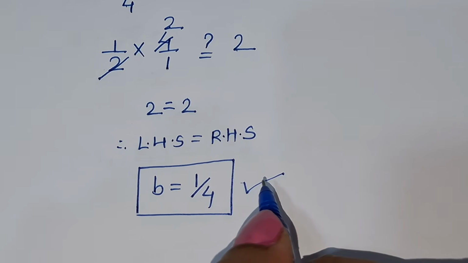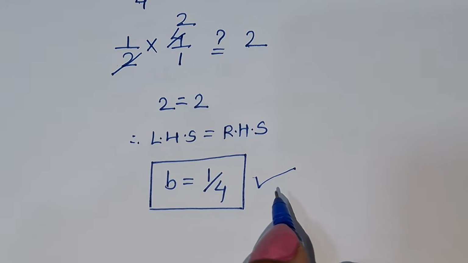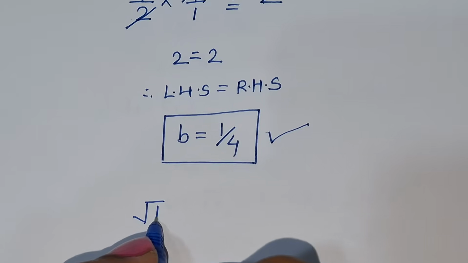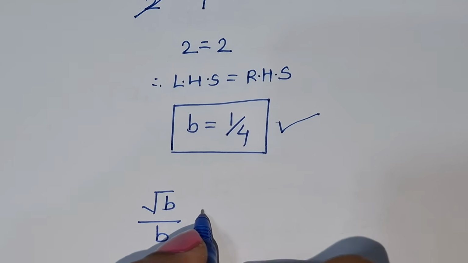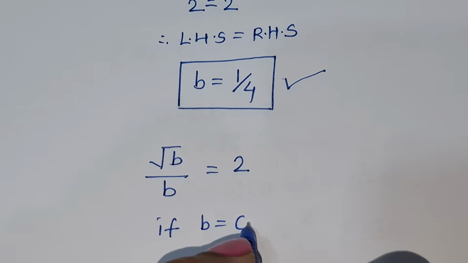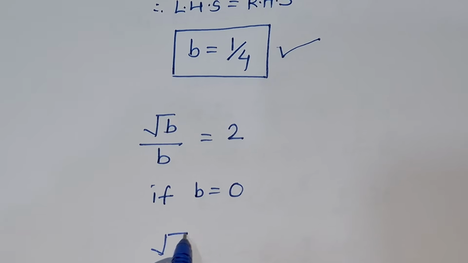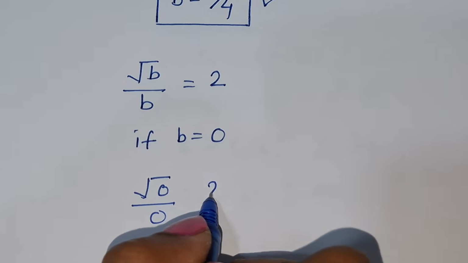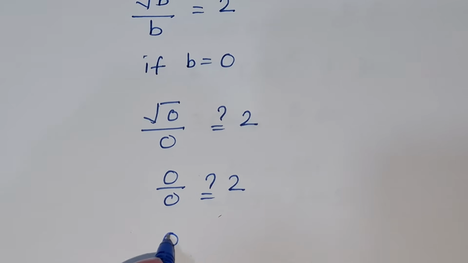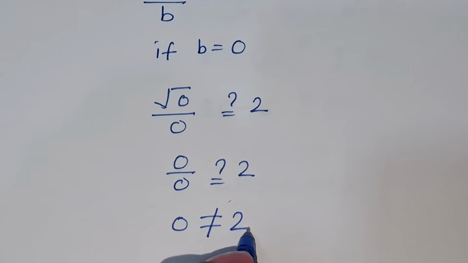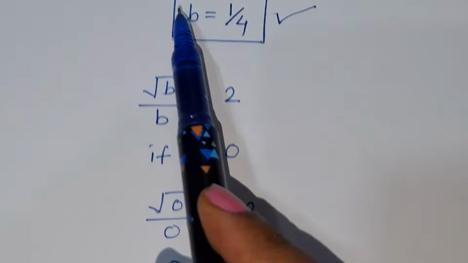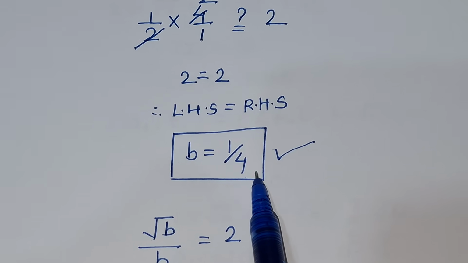And the same thing again, you can substitute the value of b as 0. So if we take 0, square root of b divided by b is equal to 2, right? If b is equal to 0, square root of 0 divided by 0, question mark 2. So 0 divided by 0, question mark 2. It will become 0, but 0 is not equal to 2. So this is not a correct solution for this equation. We have only one correct solution, that is b is equal to 1 by 4. This is the correct solution for this equation.